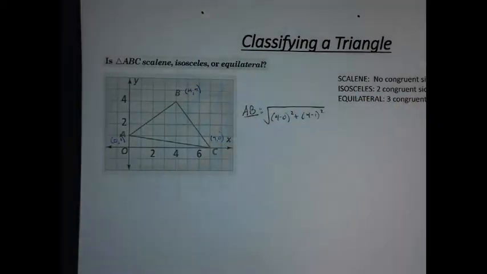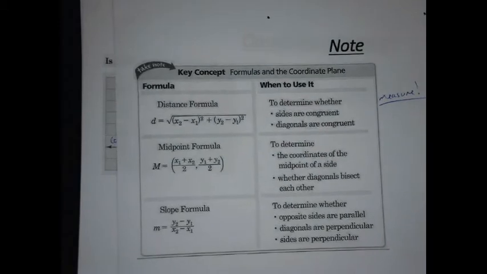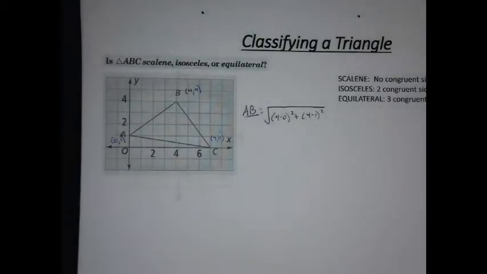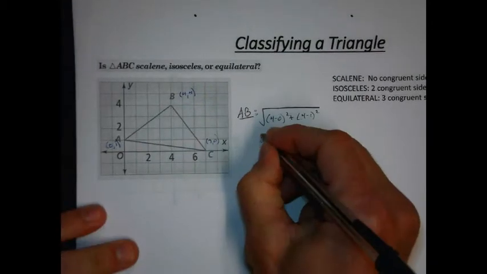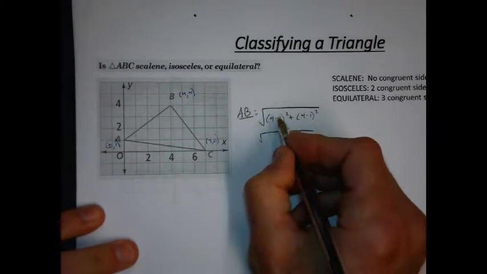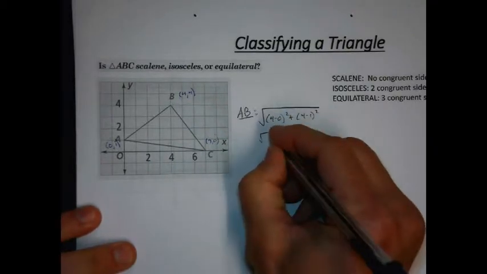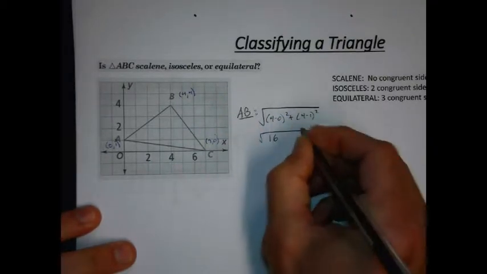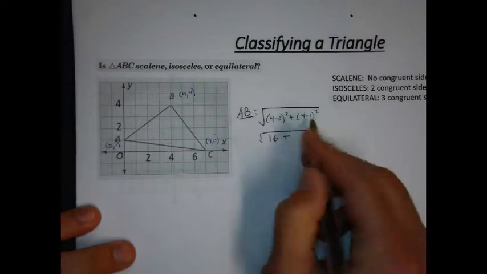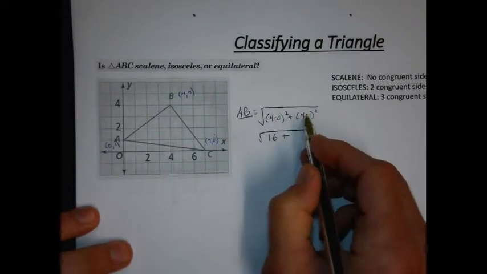Again, there's that formula. Can you memorize it? You can. Subtract your x's, square them. Subtract your y's, square them. The rest is number crunching. All right, so we're going to do that. So we have 4 minus 0, which is 4. I hope you know that. And then 4 squared is 16. And now we're going to add that to 4 minus 1 is 3. Hope you know that. And then 3 squared is 9.